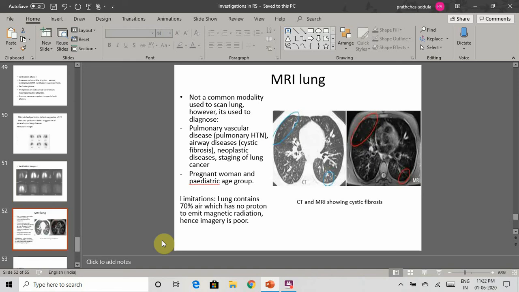Coming to MRI lung, not a common modality used to scan lung. However, it is used to diagnose pulmonary hypertension, cystic fibrosis, neoplastic staging and staging of lung cancer, and used in pregnant women and pediatric age group. Limitations. Lung contains 70% air which has no proton to emit magnetic radiation, hence imaging is poor. CT and MRI showing cystic fibrosis.